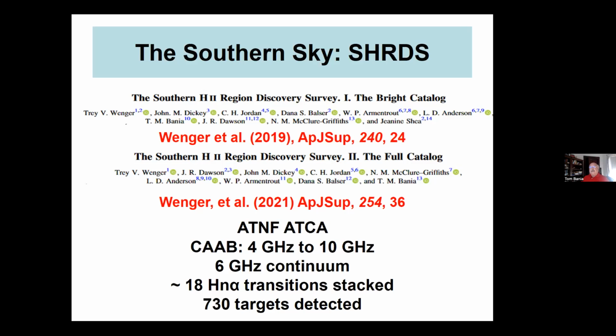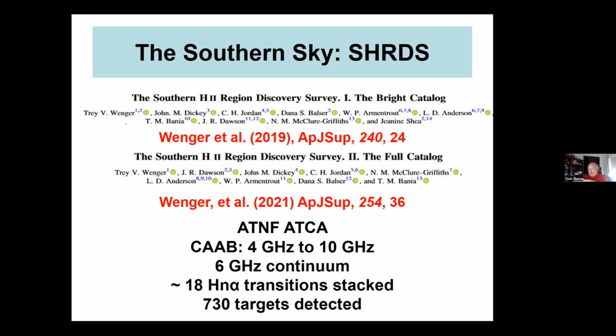After all, the WISE catalog of galactic H2 regions spans the entire sky, and of course you want to go to the southern sky. And so we put together a team, pretty small by current standards for large surveys, and produced the Southern H2 Region Discovery Survey using the ATCA interferometer and its wonderful CABB back end. The back end and the receiver allow us to tune between 4 and 10 gigahertz. We also got continuum at 16 gigahertz in that zone.